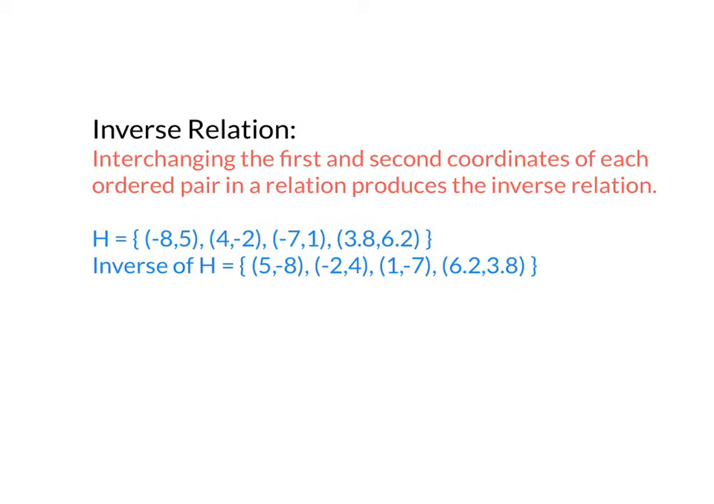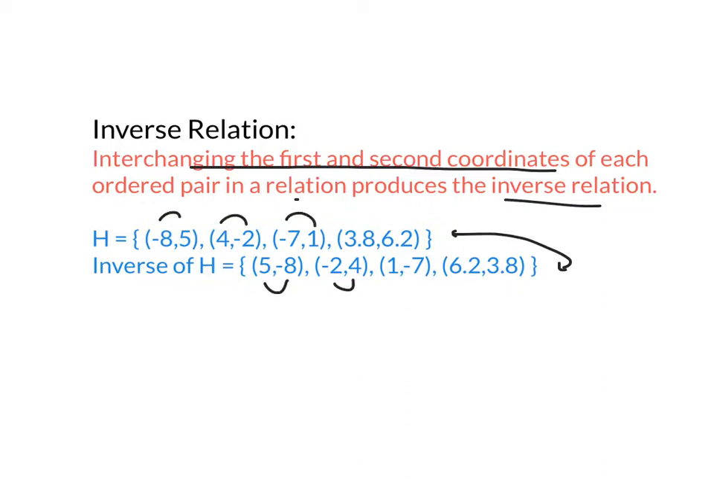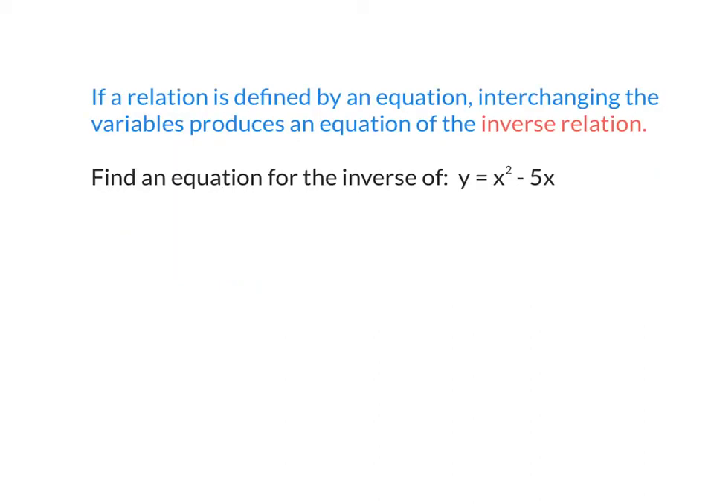All you do for inverse relations is this: you interchange the first and second coordinates of each ordered pair in a relation, and that produces the inverse relation. So these two relations are inverses of each other. Remember, a relation is just a set of ordered pairs. So you take your x and y here, you switch them. Your x and y there, you switch them. Your x and y there, you interchange them. X and y there, you interchange them. That's what makes an inverse, when the x's and y's are switched or interchanged.